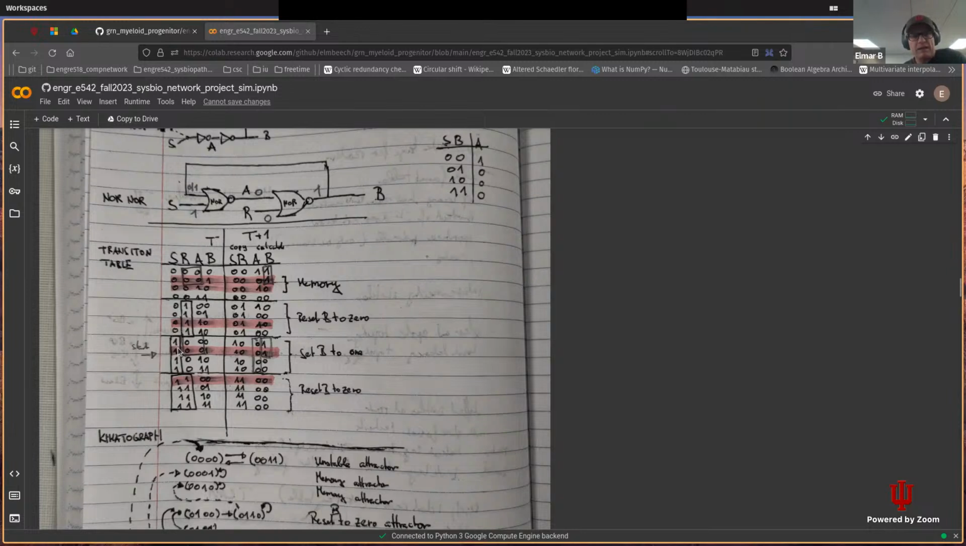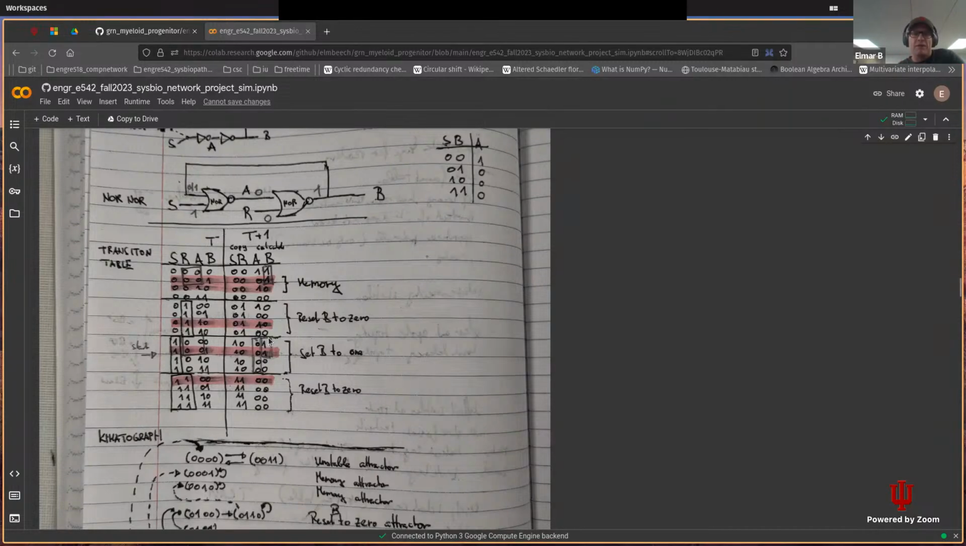It doesn't matter if we click the S, or if we set S, or if we set R, it will always either reset B or set B to 1. And then if we press both at the same time, then we have still a reset B to 0, but you will see what happens.